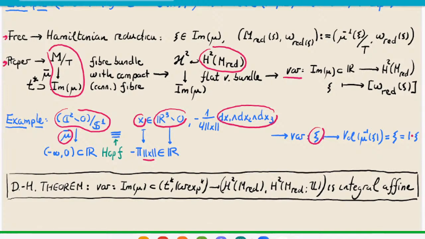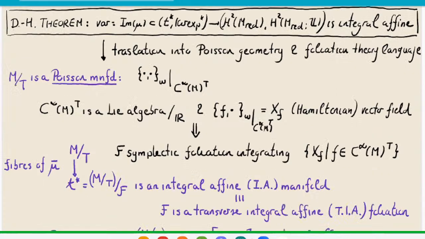All right. So what I'd like to do now is simply restate this theorem in the language of Poisson geometry and foliation theory. So the translation would be the following one. The right Poisson theoretic object you have to look at is this quotient of M by the torus, because it happens to be a Poisson manifold.